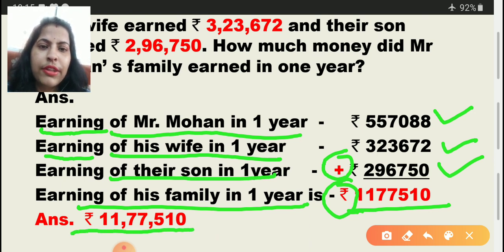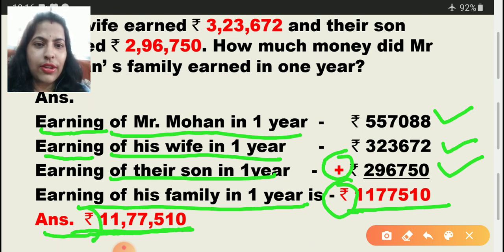See, the final answer given is rupees 11,77,510. I have given commas here also, and I am repeating again and again that in the last step, when you write the final answer, you have to put commas according to the period, and don't forget to write the rupee sign also. Never forget to give the unit. This is the unit of money. You have learned these things in previous classes.